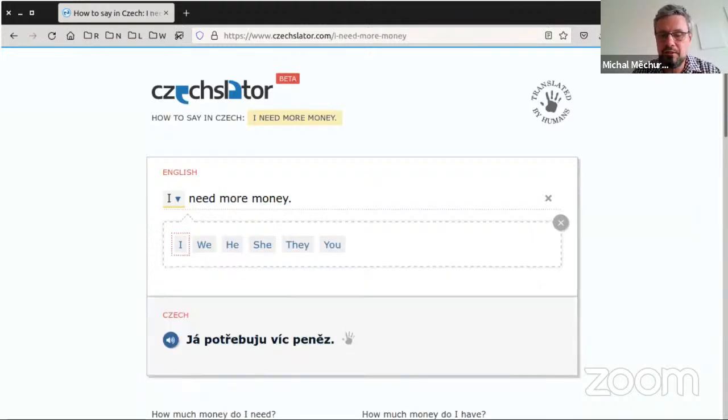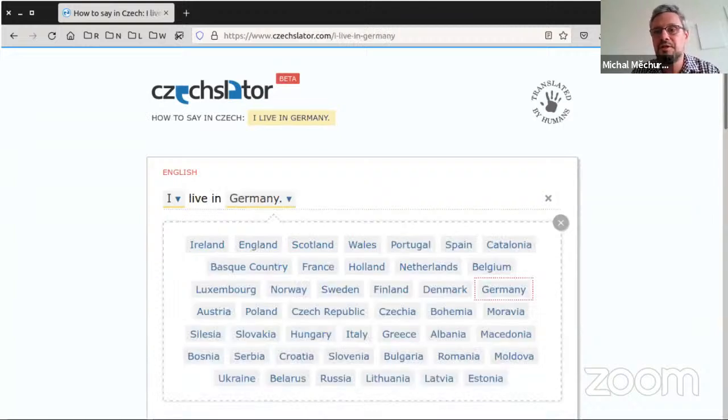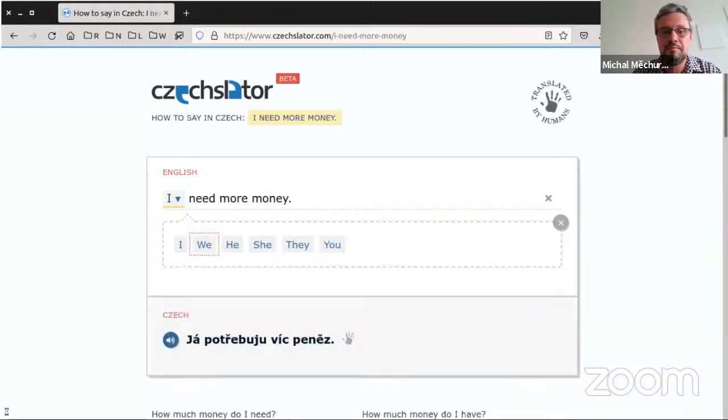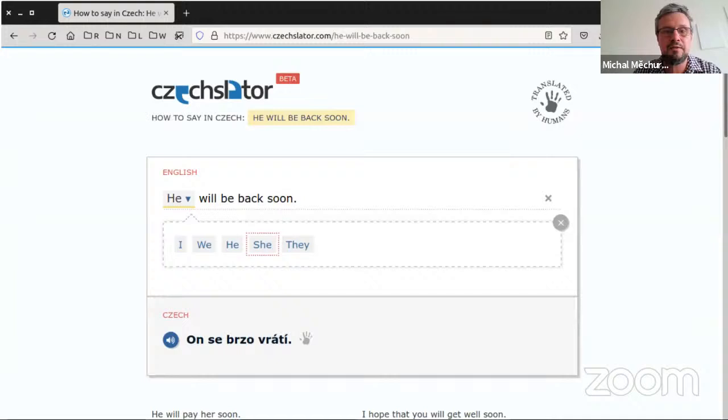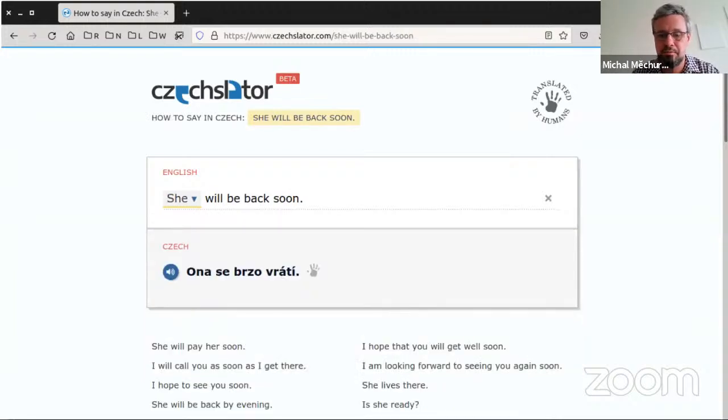And so many of the things that are changeable in CheckSlater are entities which naturally organize themselves into lists, all right? Names of languages, names of countries, days of the week, numbers, and so on. But many other things are pronouns, personal pronouns. In most of the sentences in CheckSlater, the personal pronouns are clickable, and you can change from, let's say, I need more money to we need more money, right? You can change from he will be back to she will be back or they will be back and so on.